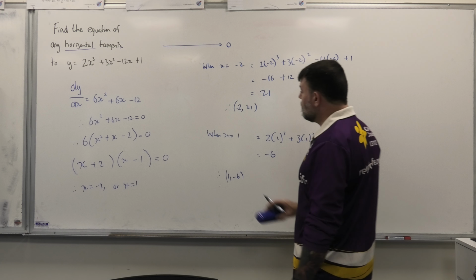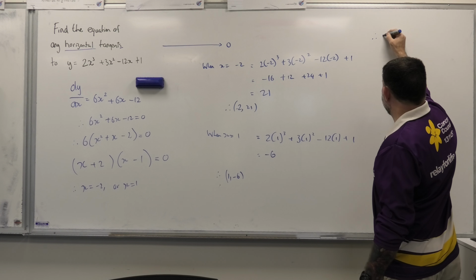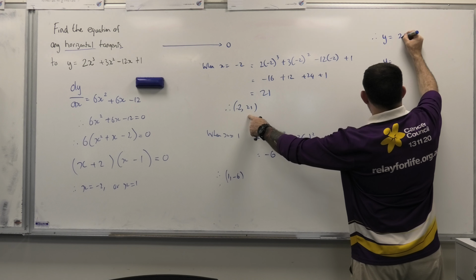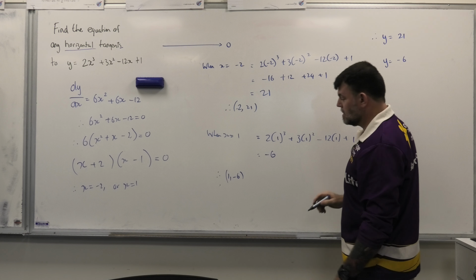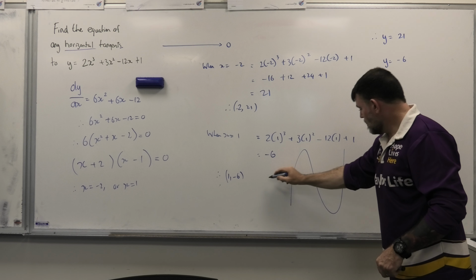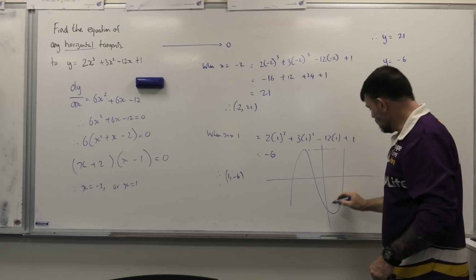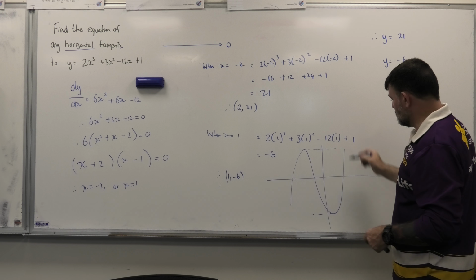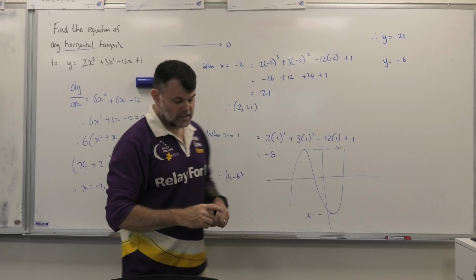So we've now got our possible answers. Therefore, we can say that the horizontal tangents are going to be y is equal to 21 or y is equal to -6, which, if we were drawing that graph again, will make sense because we've got a line coming through here and a line coming through there. There are your two horizontal tangents. So we've got one at 21 and one at -6.